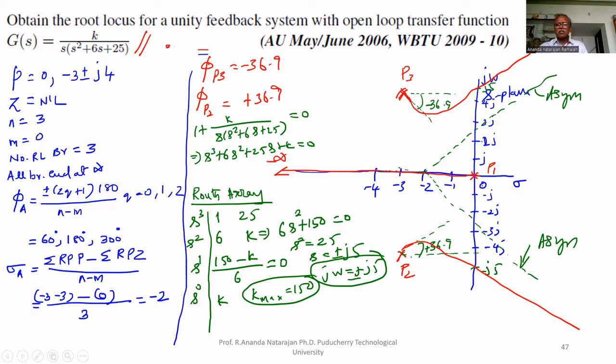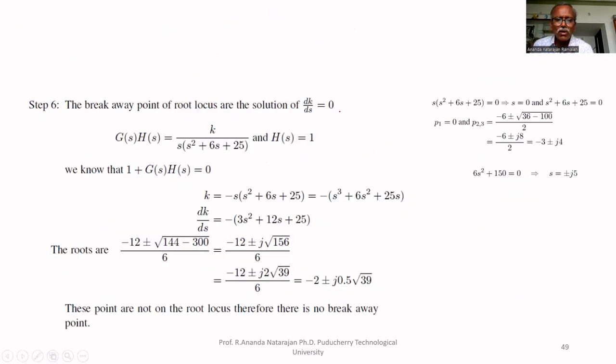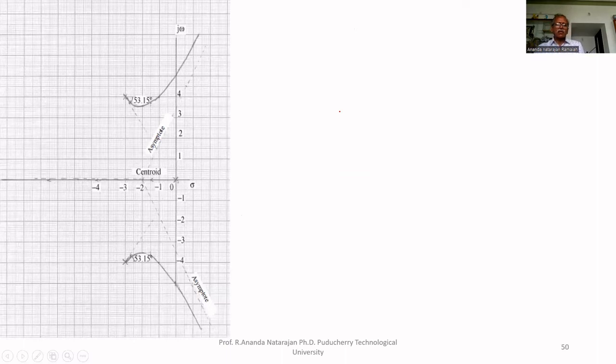Now, suppose we want to find the value of K so that zeta equal to 0.7. How to find? What is the root locus? The root locus, if you draw on a graph sheet, it will be looking like this. There is no breakaway points.